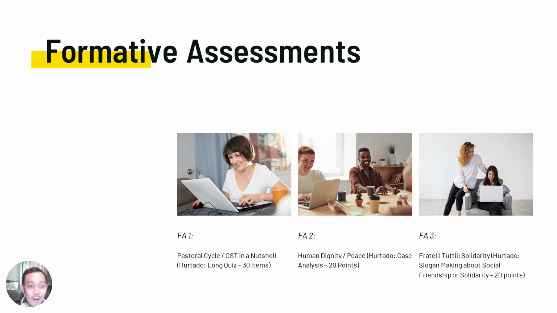So here are your assessments to help you again achieve the outcome. The first assessment will be a quiz on the pastoral cycle and CST in a nutshell. That will be your first formative assessment. Then, you will have a case analysis on peace and human dignity as part of your second formative assessment. And for your third formative assessment, you will create a slogan about friendship and solidarity, which is worth 20 points.